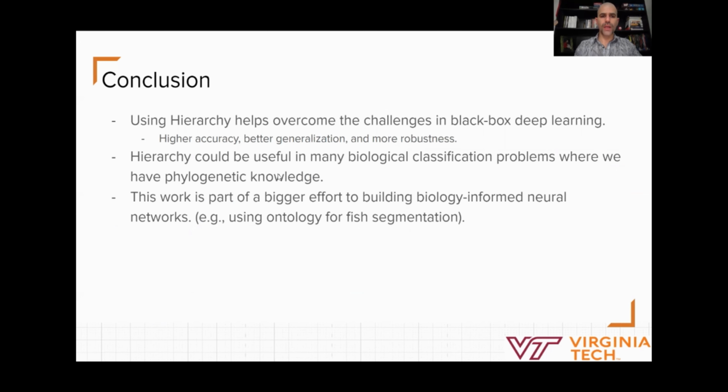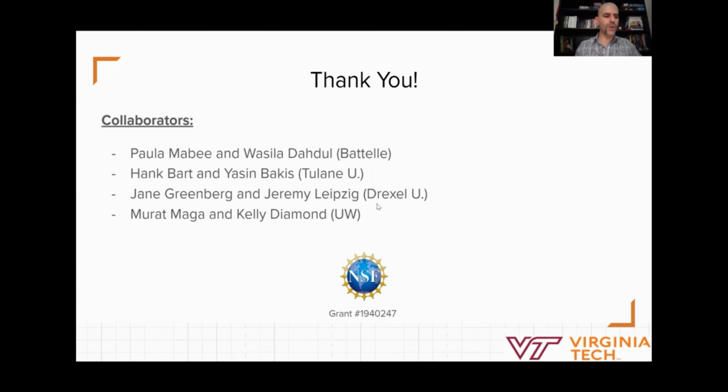We can also show that this concept can be generalized beyond fish classification and used for other classification problems in biology. And finally, this work can be even more generalized: instead of the phylogeny, we could use the ontology to do fish segmentation, where the ontology makes sure that the relationship of the segments to each other makes sense. That's all. Thank you very much.